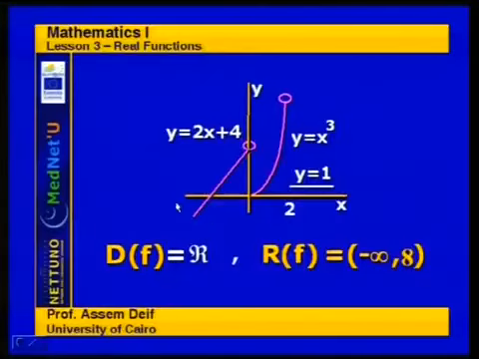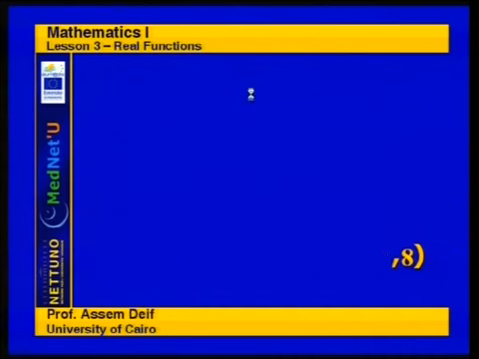Here it is. Here the domain of f is R, because f is defined for all values of x, whereas the range starts from minus infinity, because 2x plus 4 is defined for all values of x less than 0. And then it goes up till 8, and it doesn't go beyond the value of 8. So 8 is not the maximum, but the least upper bound. This function has no maximum, only a least upper bound.